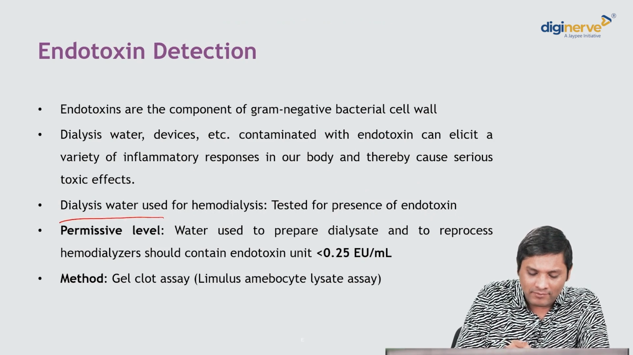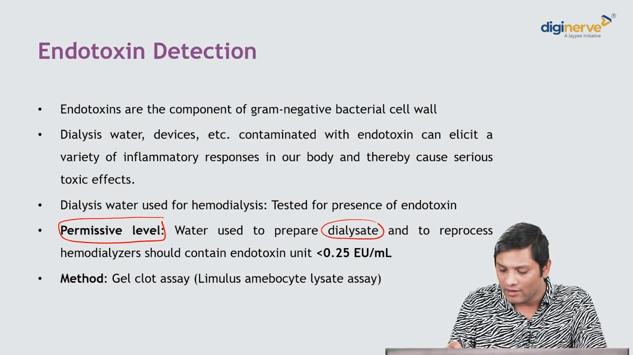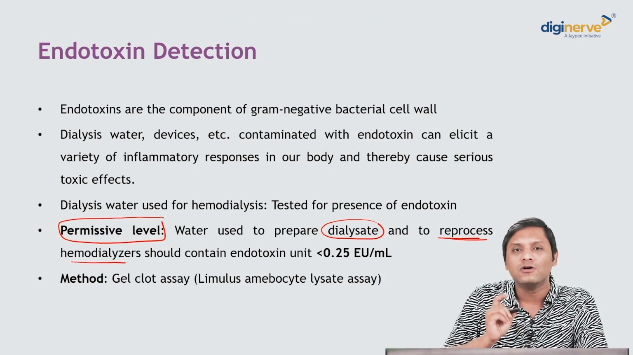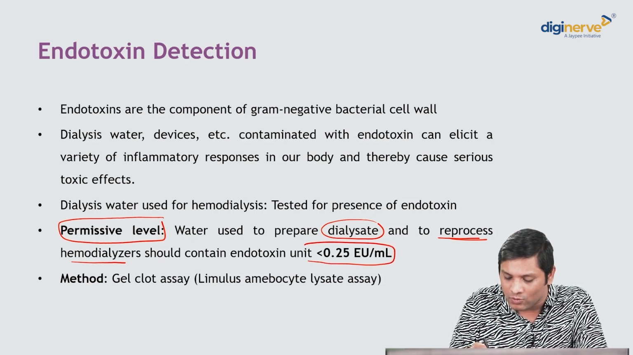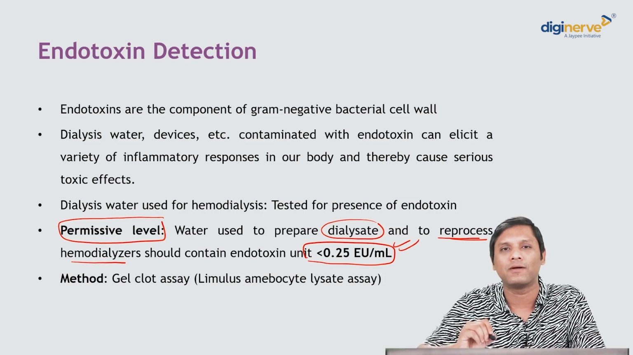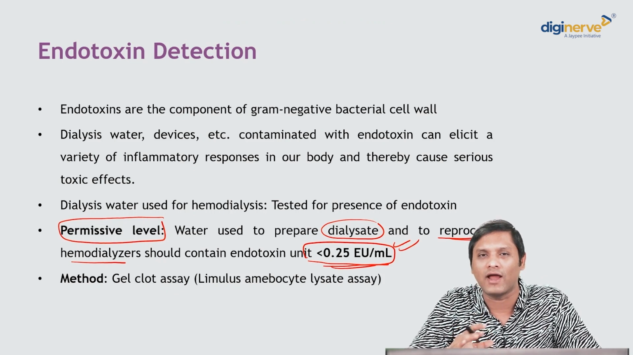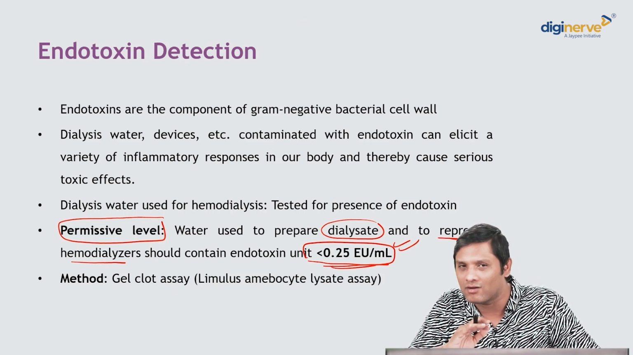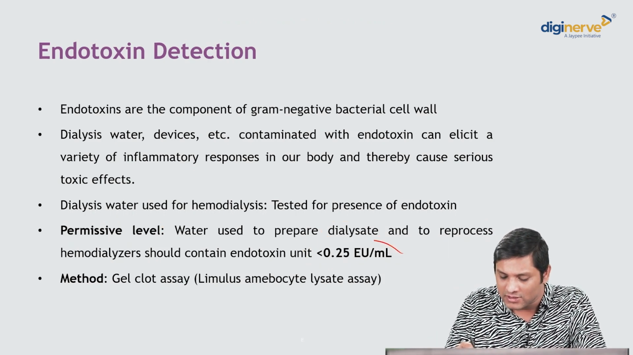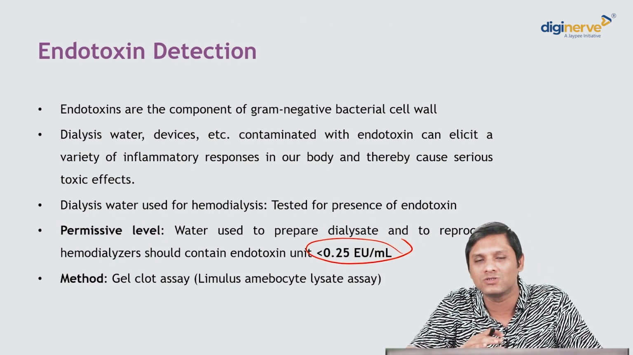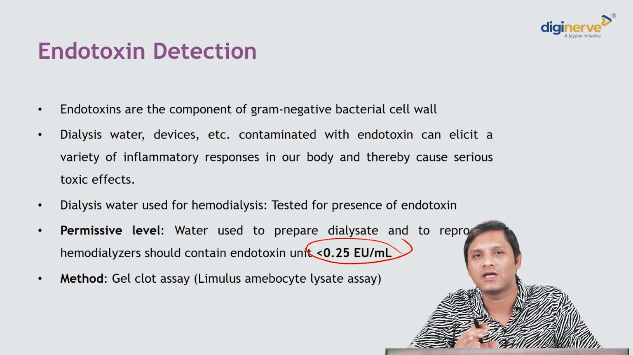And what is the permissible level? They say that the water used to prepare the dialysate and to reprocess the hemodialysis should contain an endotoxin level less than 0.25 endotoxin unit per ml. So this is a cutoff which has to be followed. So below this cutoff, if endotoxin is present, it is safe. It cannot induce inflammatory response. But if the endotoxins are present above this cutoff, it is risky to use that dialysis water, because that can induce inflammatory response inside the human body.